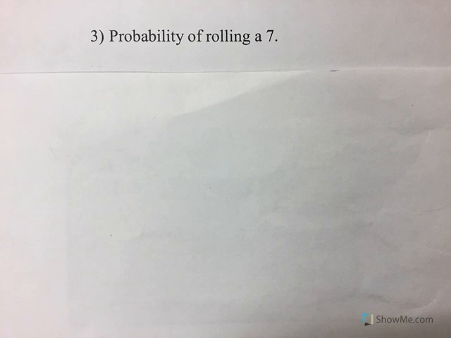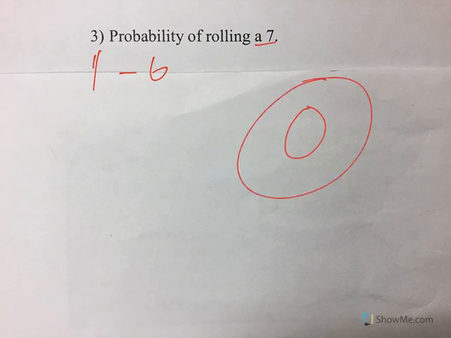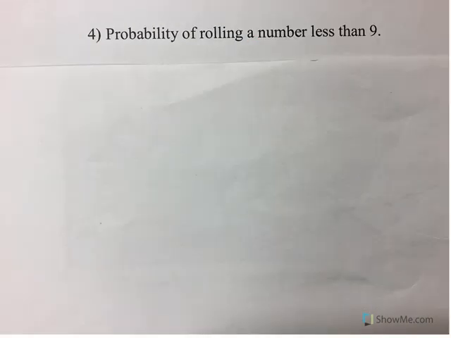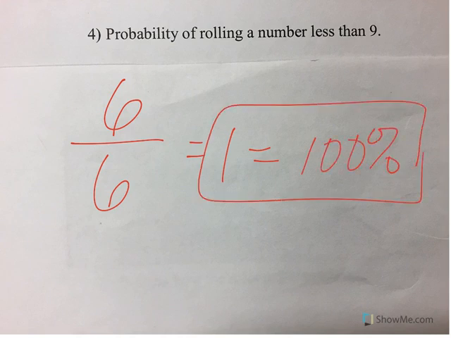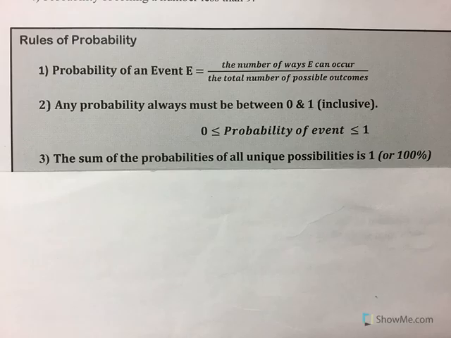What about the probability of rolling a 7? Well, if your options are 1 through 6, the probability of rolling a 7 is 0 because it cannot happen. What about the probability of rolling a number less than 9? Well, all 6 numbers are less than 9, so it's 6 out of 6, that's a 1 or 100% because it's definitely going to happen. When I roll a die, it's definitely going to be less than 9.